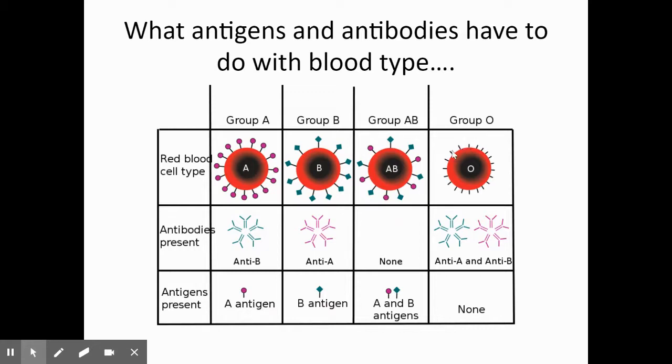We know that group O does not have any antigens on the red blood cells. So if I were to put O into someone who has type A, I don't have any antigens on my red blood cell for the antibodies to connect to. Same thing if I put type O into someone who has type B. There are no antigens for these antibodies to connect to. So I can put O into group B.